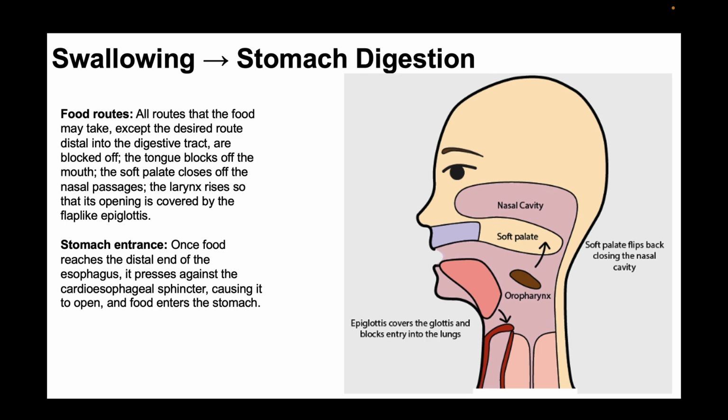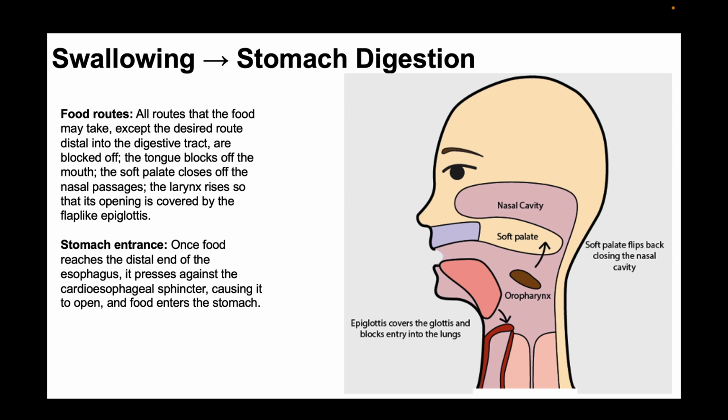All the routes that the food may take, except the desired route distal in the digestive tract, are blocked off. The tongue blocks off the mouth, the soft palate closes off the nasal passages, and the larynx rises so that its opening is covered by the flap-like epiglottis.